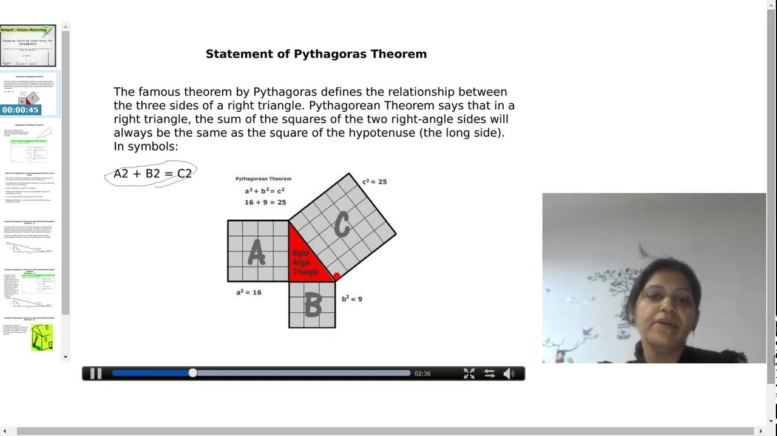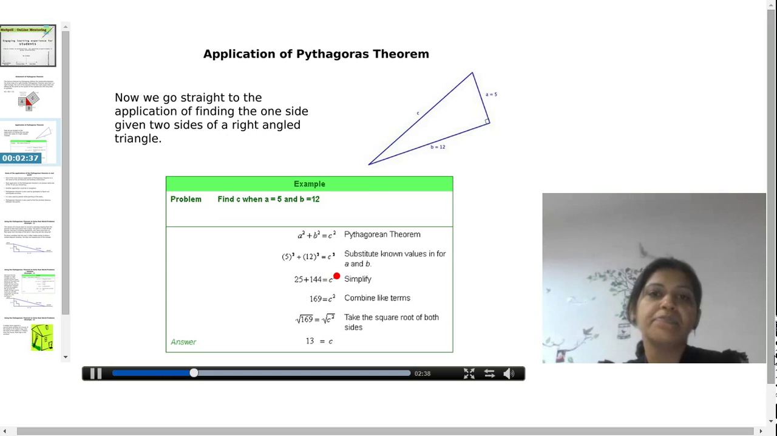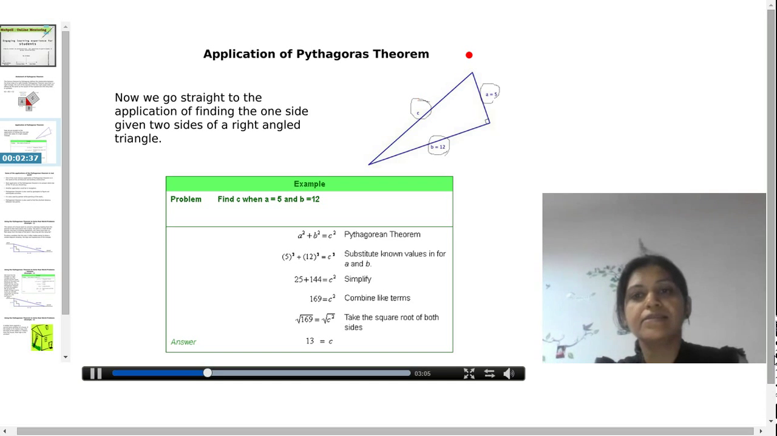Let us first discuss a simple application of the Pythagoras theorem. If we are given any right angle triangle and we know two sides of it, suppose we have a right angle triangle ABC, in which that's the 90 degree right angle, because the Pythagoras theorem is only applicable to right angle triangles. So that's the base, that's the perpendicular. We have to find this length, known as the hypotenuse, the longest side.